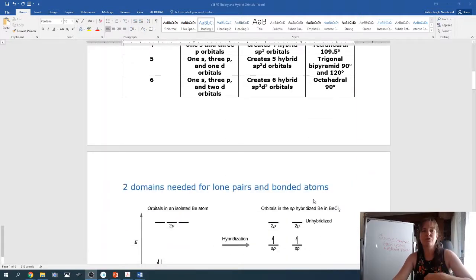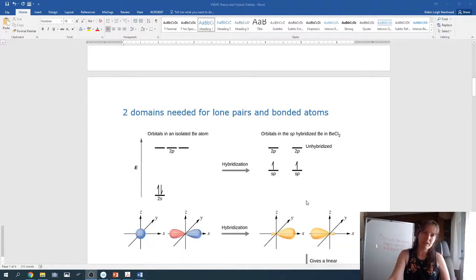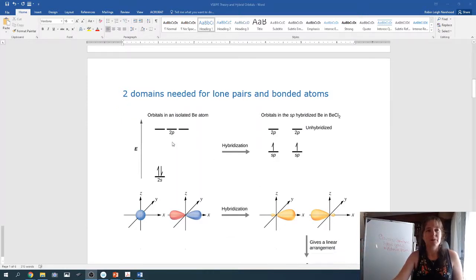So we're going to look through each of these individually. We're going to talk most about 2, 3, and 4 domains. The 5 and 6 are not as common, especially if you go into organic chemistry. You only deal with 2, 3, and 4 domains.